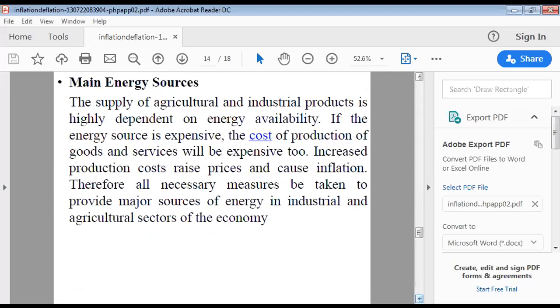Main energy sources. The supply of agricultural and industrial products is highly dependent on energy availability. If the energy source is expensive, the cost of production of these resources will be expensive too. Increase production costs, raise prices, and cause inflation. We have actually overemphasized that in this discussion. Therefore, all necessary measures should be taken to provide major sources of energy in industrial and agricultural sectors of the economy.